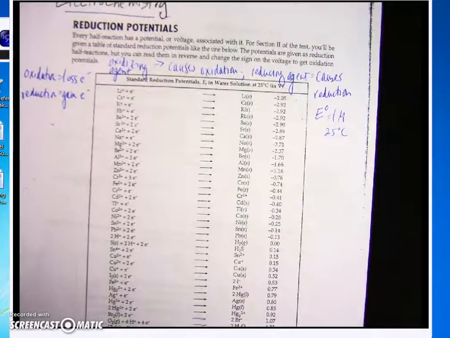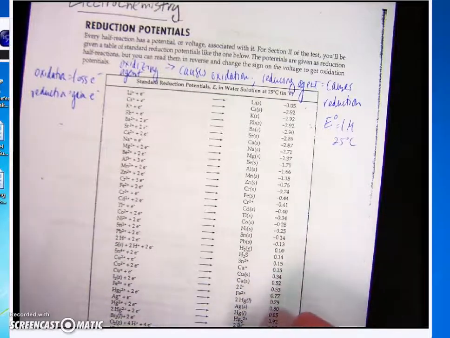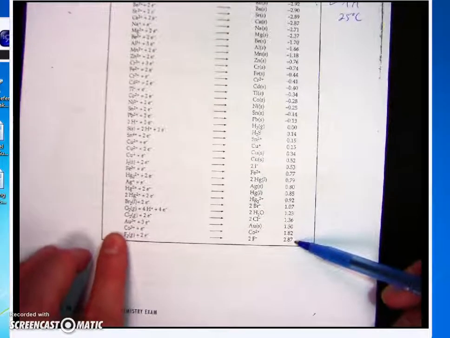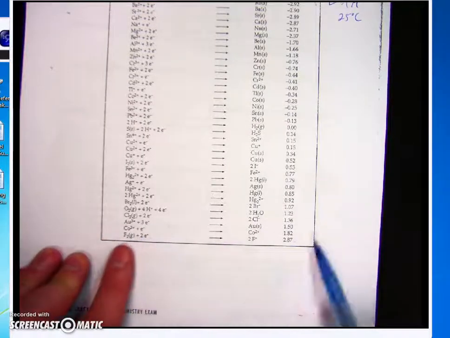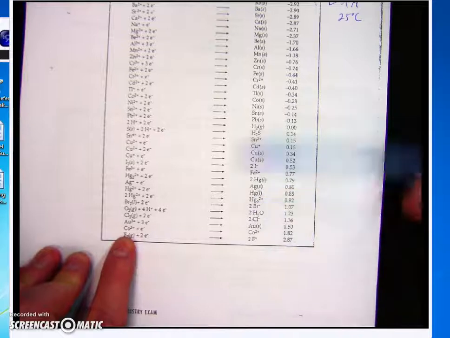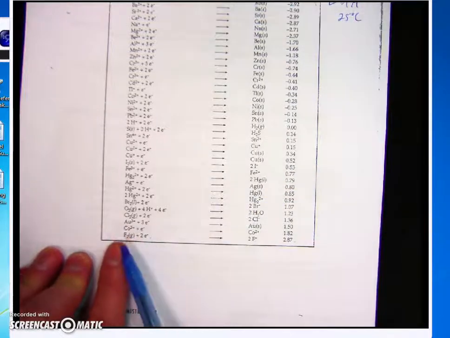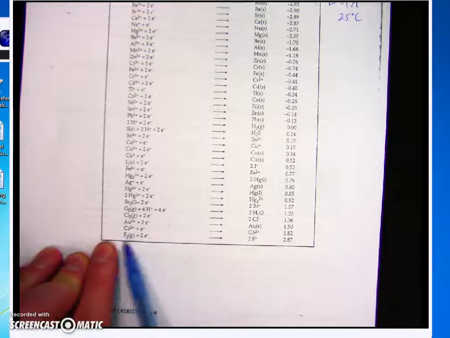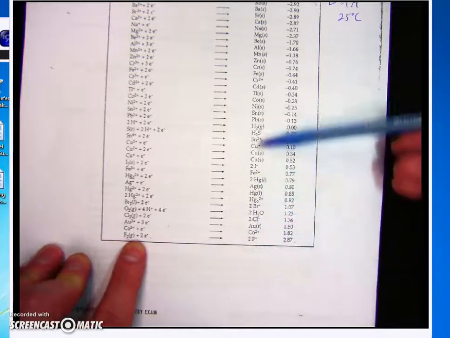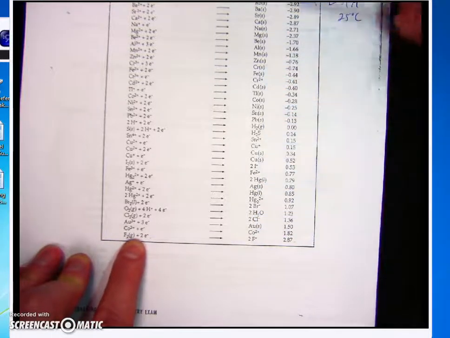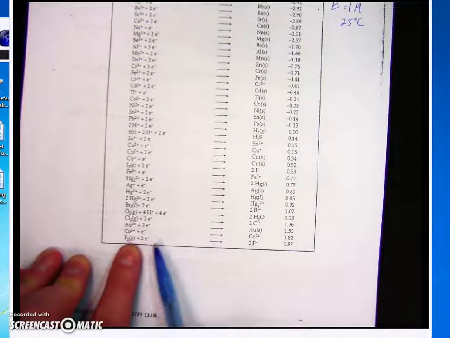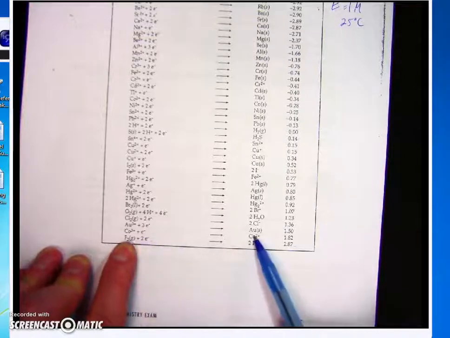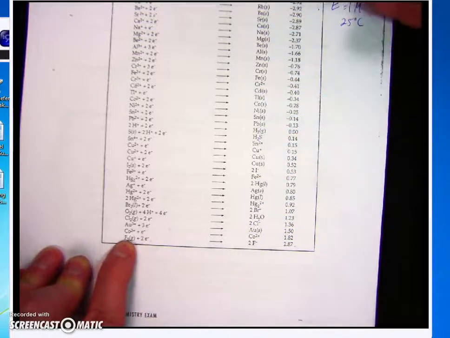The voltage is positive, and fluorine is a good gainer of electrons, showing a positive voltage all the way down at the bottom of 0.287. So if we pair fluorine gaining electrons with something above it, the fluorine will take electrons from anything on the opposite side. The fluorine will oxidize anything above it on this side.